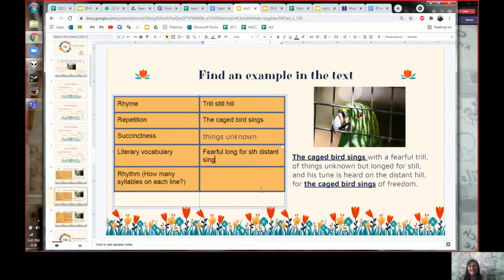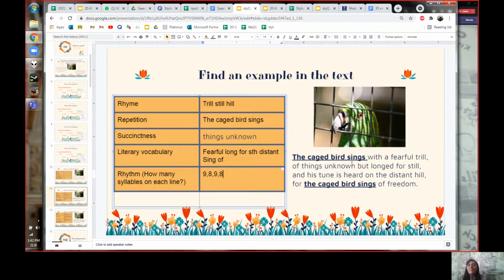There's also a few other ones. For example, the bird is singing of freedom. Sing of is not really very good for grammar, is it? What should it be? It should be sing about. But sing about doesn't really work in the line. Ready? For the caged bird sings about freedom. Something's gone wrong then with the rhythm of the line. Because the rhythm of the line goes da, da, da, da, da, da, da, da. It has a very strict meter. And if you count the number of syllables on each line, the caged bird sings with a fearful trill, you get 9, 8, 9, 8.